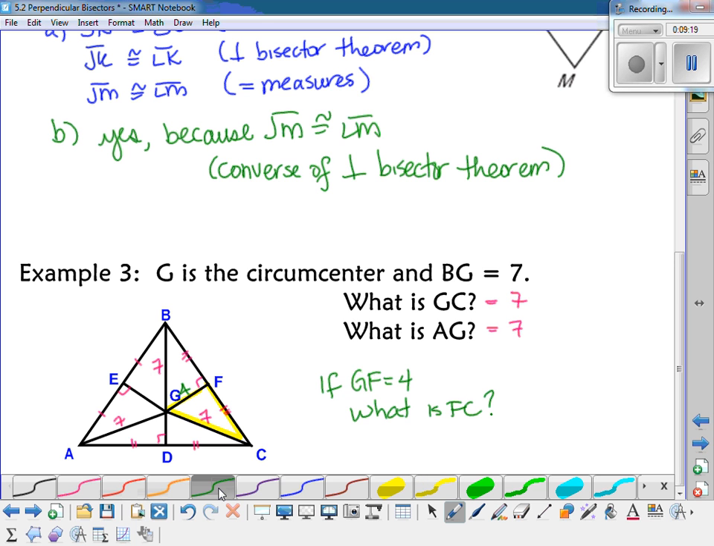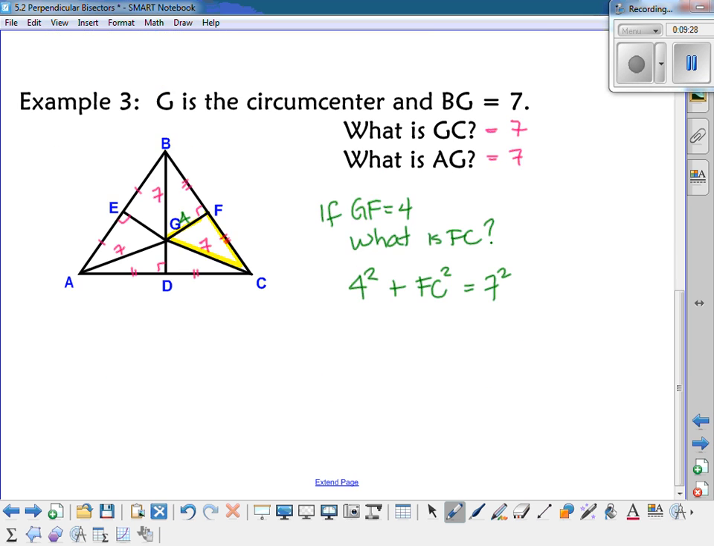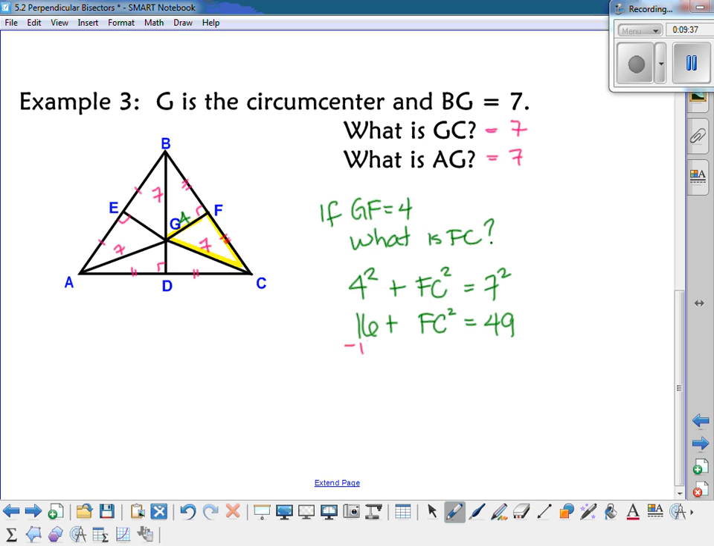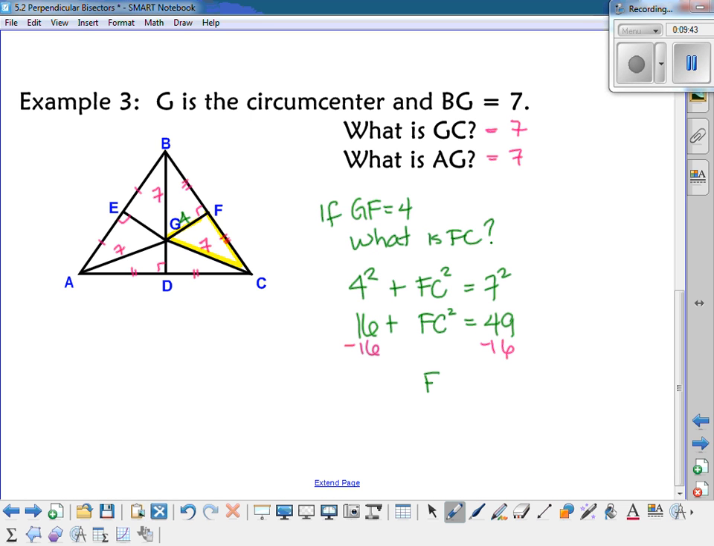Because I know that a squared plus b squared equals c squared. So 4 squared plus FC squared is going to have to equal 7 squared. So 16 plus FC squared equals 49. And we subtract 16 from both sides. So FC squared would equal 33. And so FC would equal the square root of 33.